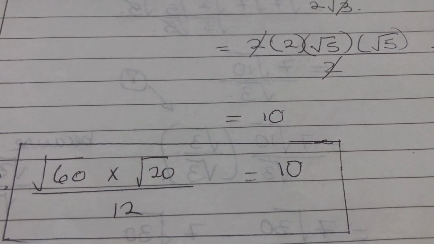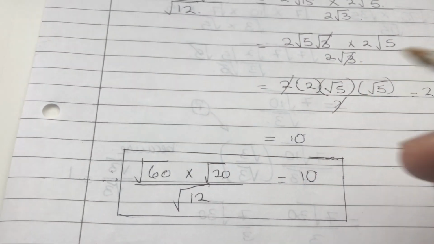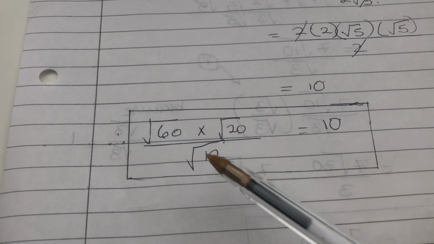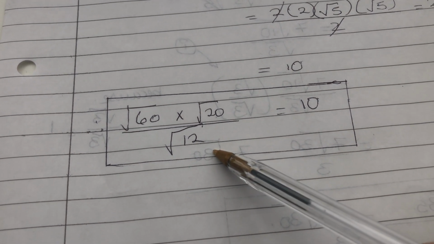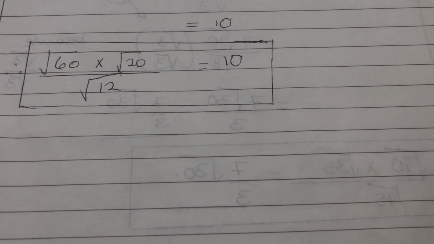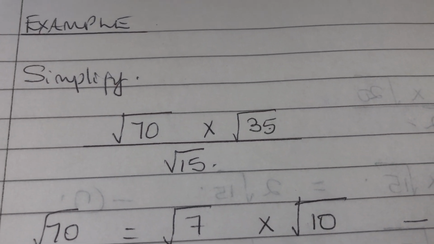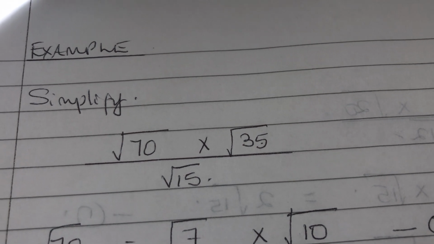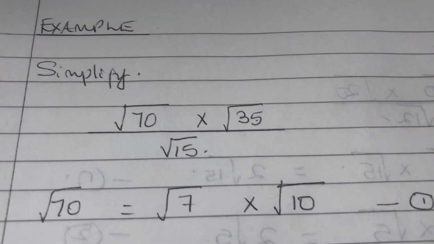So the whole of this, okay, please, that is root 12, not 12. Root 60 times root 20, all divided by root 12, equals 10. Okay, so that is this one. Let's look at another example, and then we'll use that for today, and then tomorrow we'll introduce another aspect, how to solve sets, and then hopefully we are bringing them together.